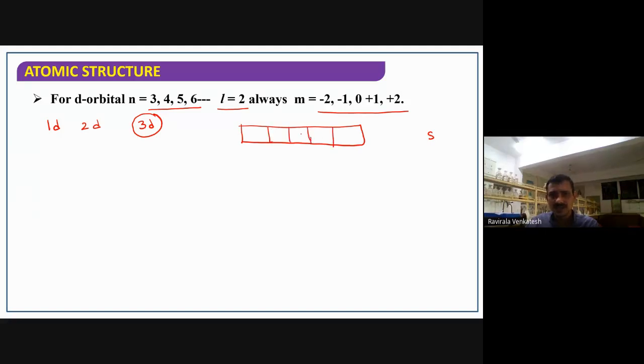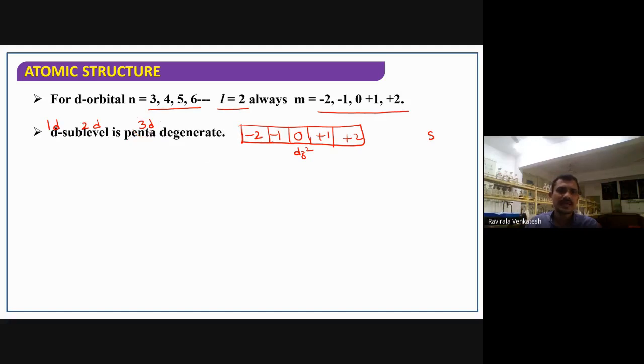The middle one always will be 0. That is nothing but dz square. And here you can write anything: dxy, dyz, dx square minus y square, dzx. The remaining will be -2, -1, +1, +2. These are the m values actually.